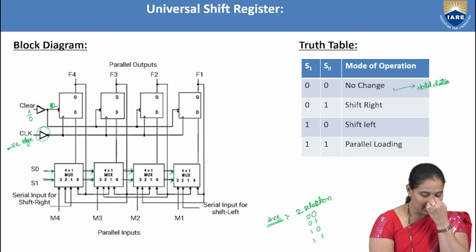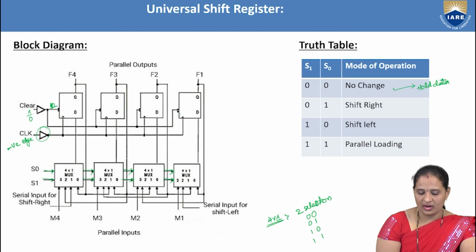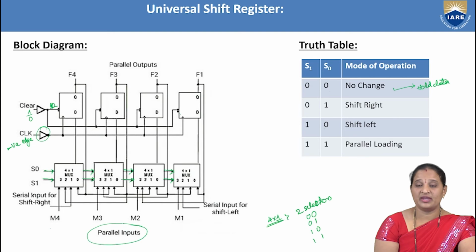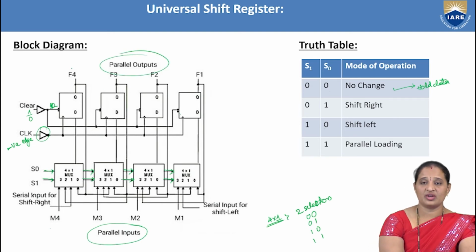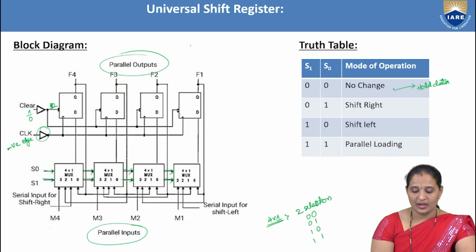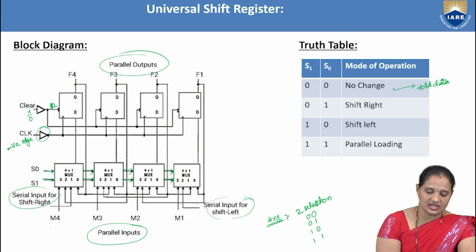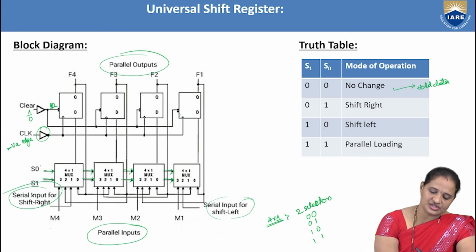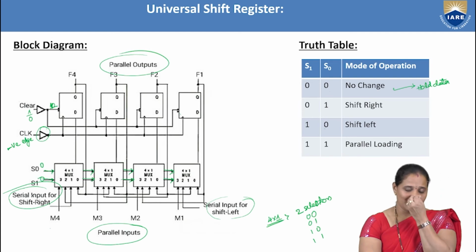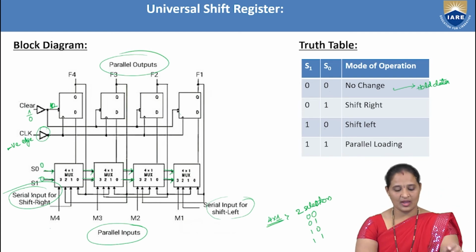Now here we have 4 lines M1, M2, M3, M4, which are the parallel inputs, and 4 lines F1, F2, F3 and F4, which are the parallel outputs. And we have 2 extra inputs here: a serial input for the shift left operation and a serial input for the shift right operation. Now let us see the connections when the selection inputs are 0 and 0.